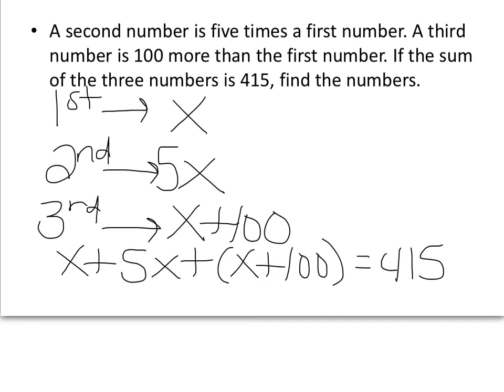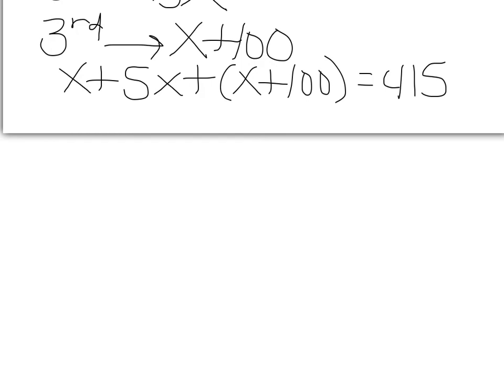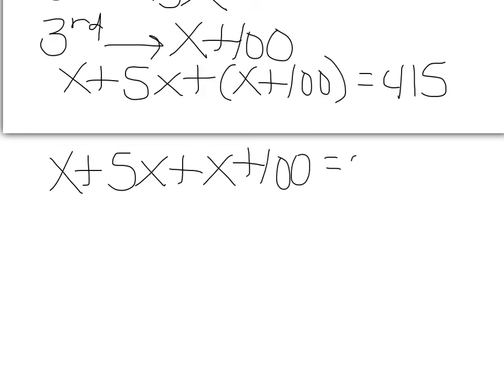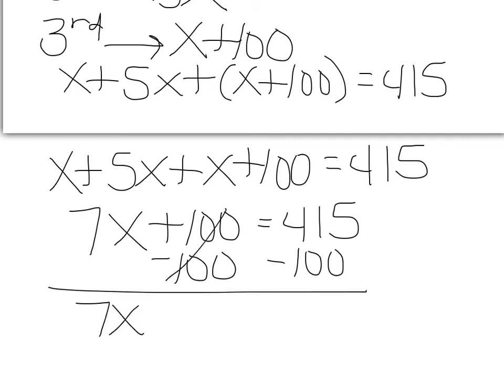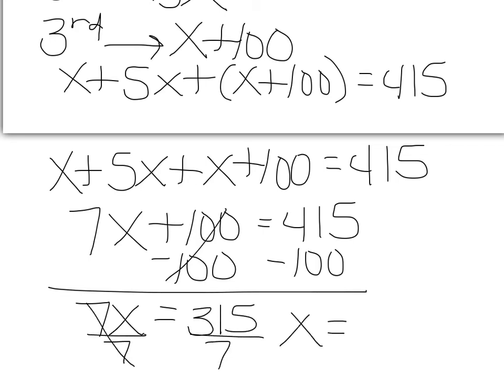What are the numbers? Okay, so let's solve it. x plus 5x plus x plus 100 equals 415, and now let's solve it. x plus 5x plus x is 7x plus 100 equals 415. Subtract 100 from each side, giving you 7x equals 315. Divide both sides by 7. You get x equals 45. But that's not what they're asking.